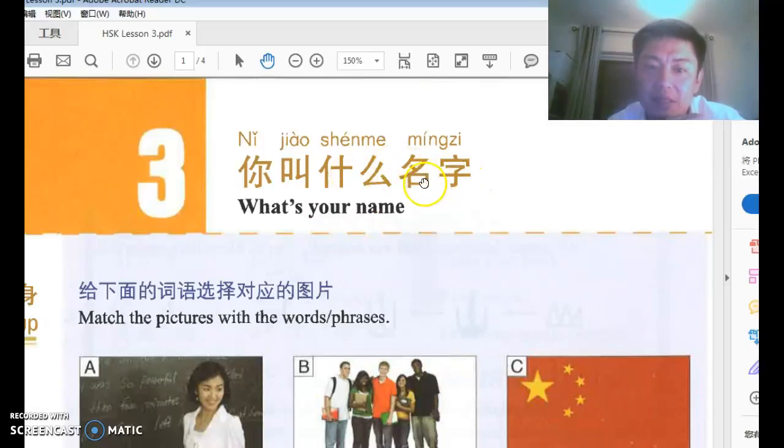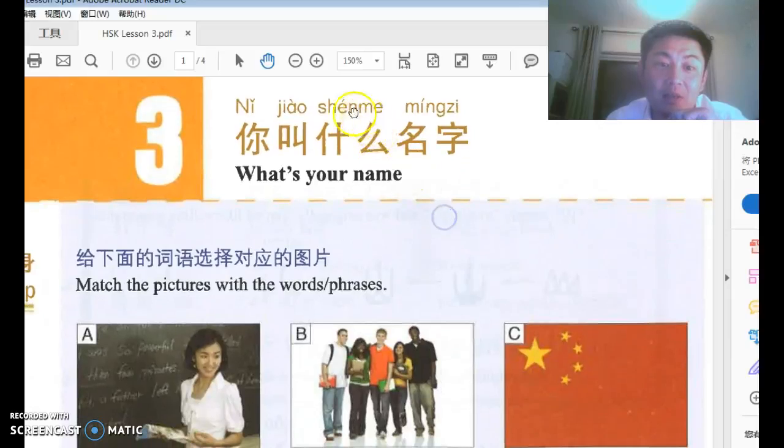名字, ming is name, 字 is a Chinese character or Chinese writing. So them together means name. Yeah, that's what it means. And anyway, if you put a 什么 before a noun, that means what kind of this thing. So what kind of name are you called?